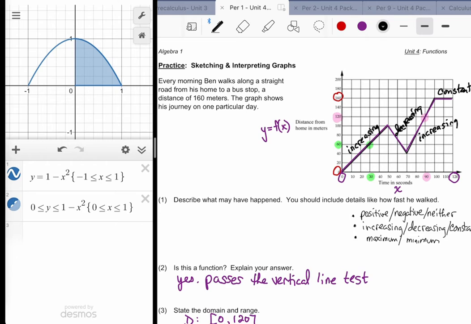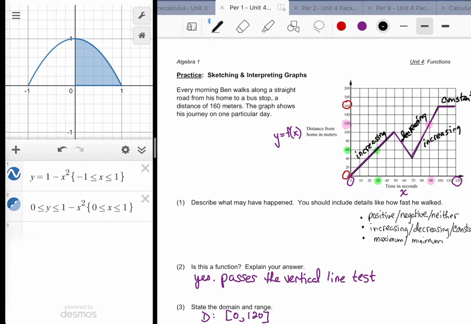So we're going to say Ben starts at home, because distance from home in meters initially was equal to 0. We know that because f of 0 is equal to 0. So Ben starts at home, f of 0 is equal to 0. He starts walking away from home for a period of 50 seconds. So walks away from home for 50 seconds.